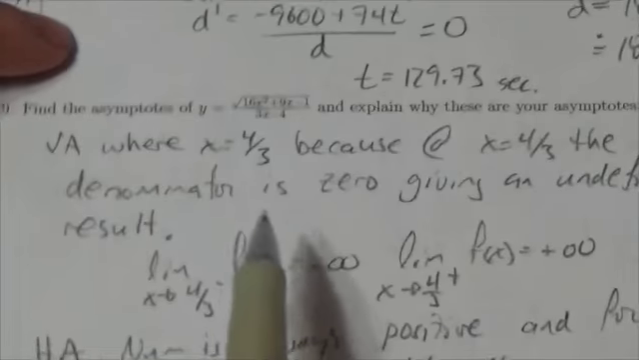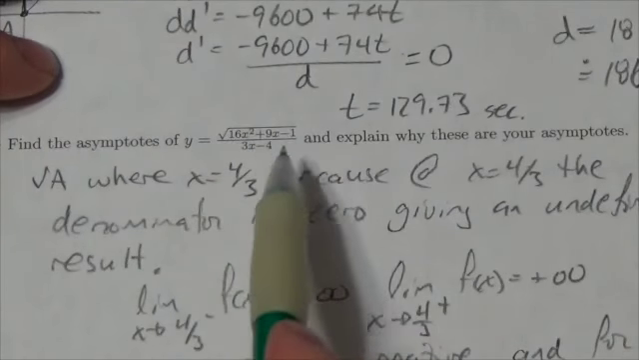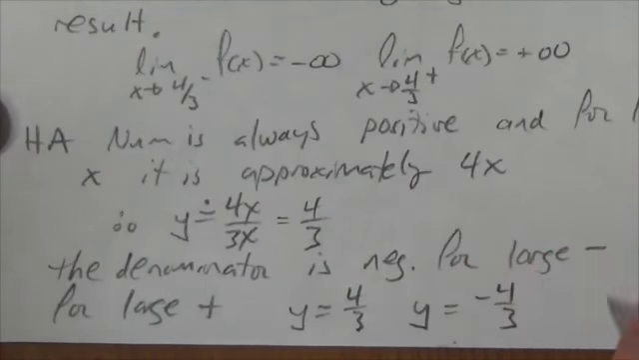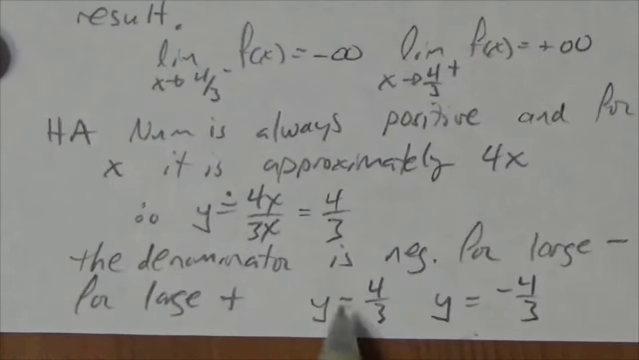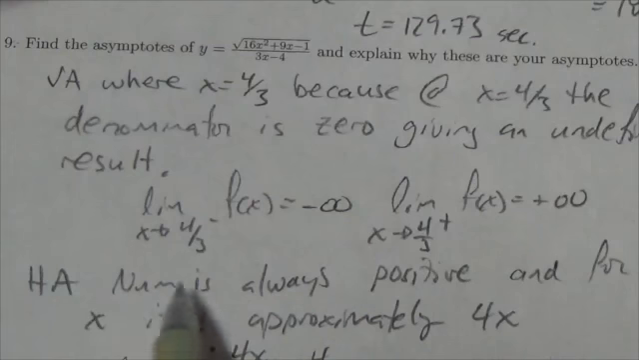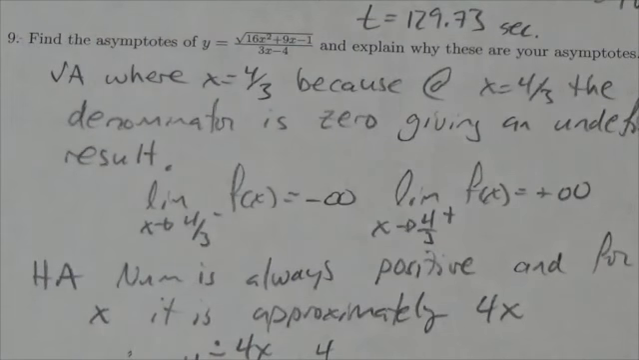But if you take the limit as x goes to negative infinity, the numerator stays positive, the denominator goes negative, and so this becomes negative 4/3. And so those are your asymptotes, 4/3, negative 4/3, and then we've got that vertical asymptote at x equals 4/3. So a whole bunch of 4/3 happening everywhere.